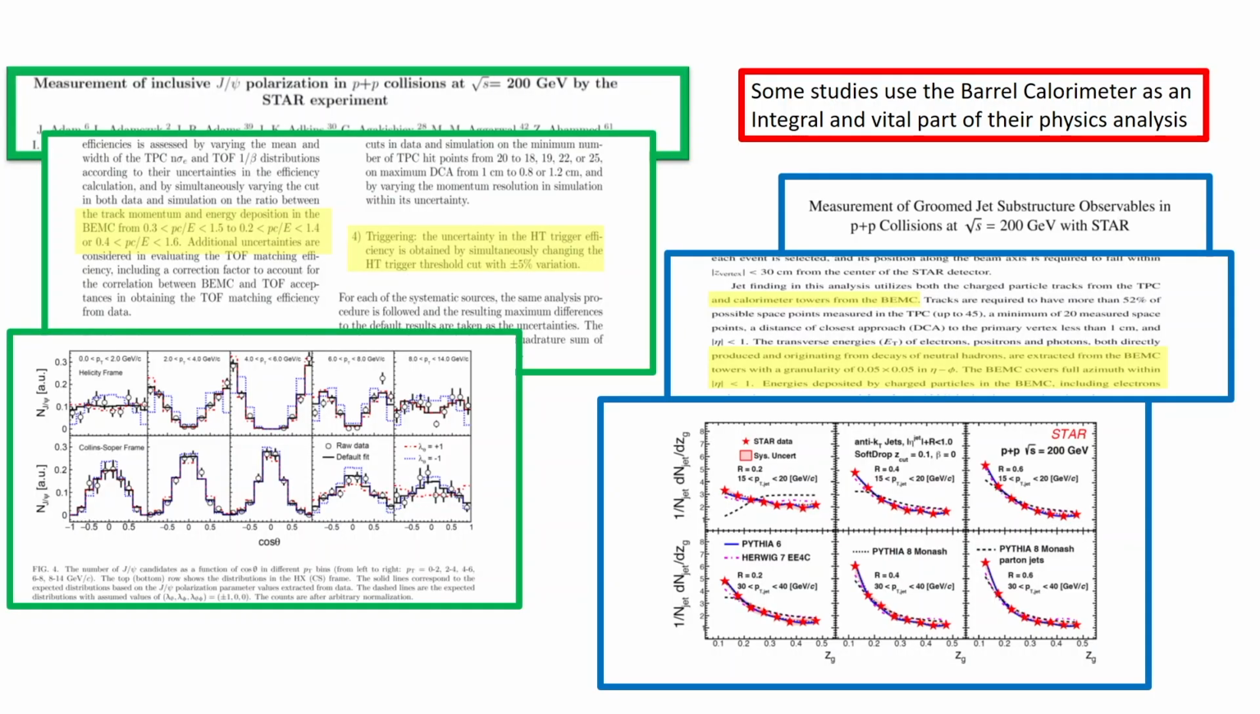The barrel electromagnetic calorimeter is used in STAR for a wide variety of physics goals, usually for events which include a violent collision. Here I give two examples of publications which use the calorimeter as an integral part of their analysis. One identifies J/psi, and the other the internal structure of jets.